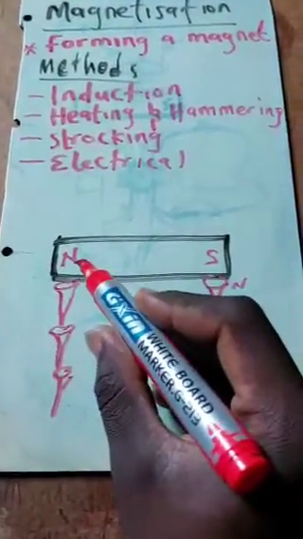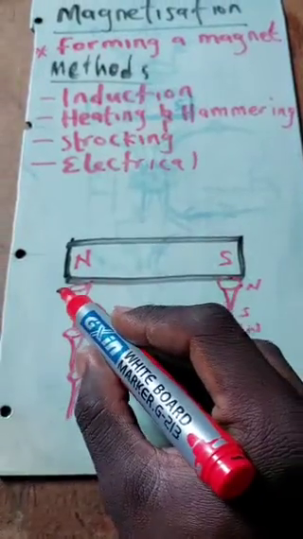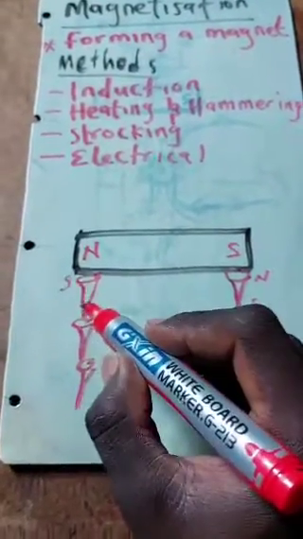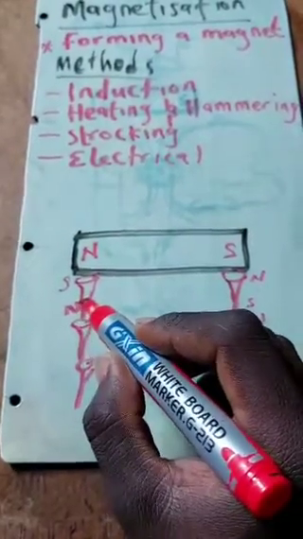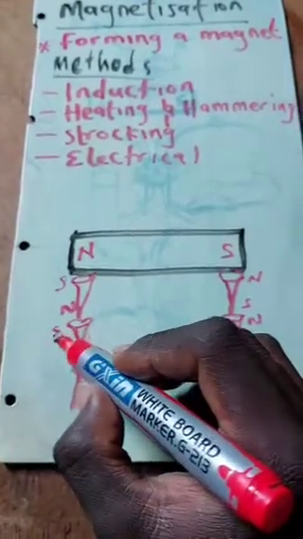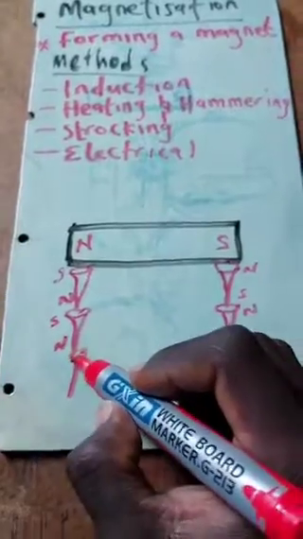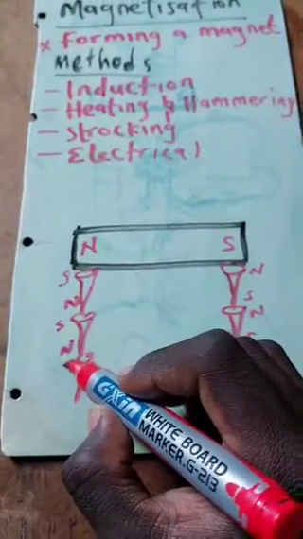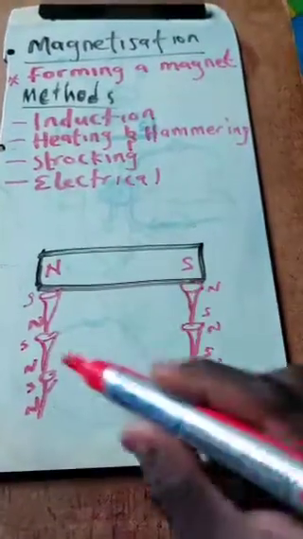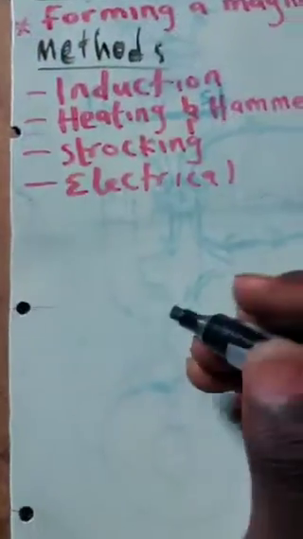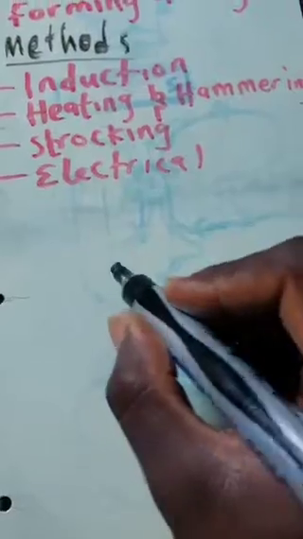Since they are attracted to this north, the head of this nail is a south, meaning the tail is a north. The head of each nail, for it to be attracted to that north, is a south, and its tail is a north. This is induction.